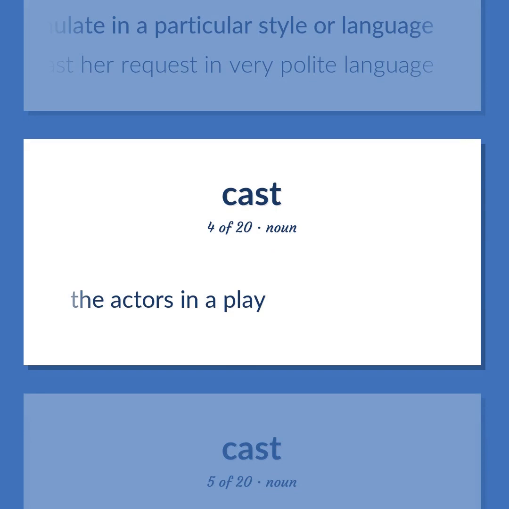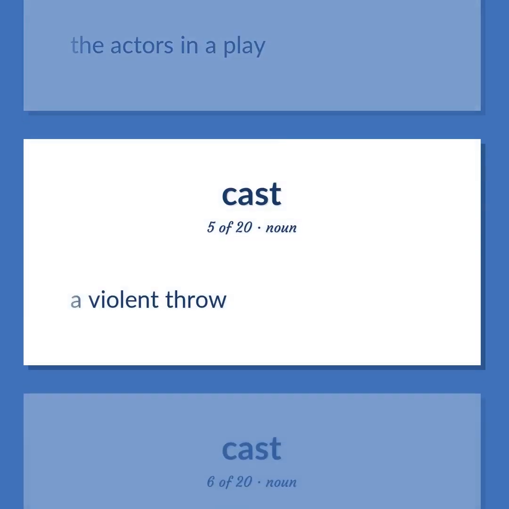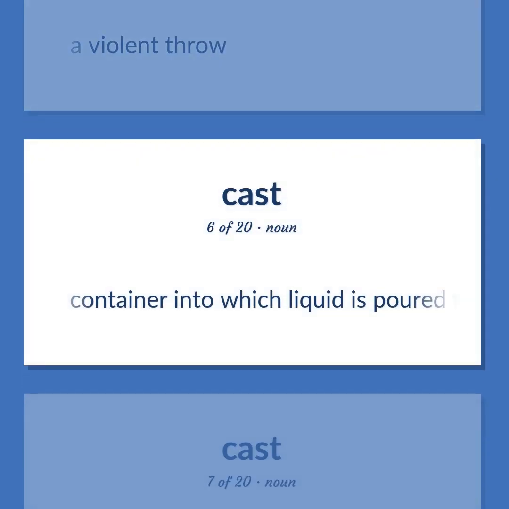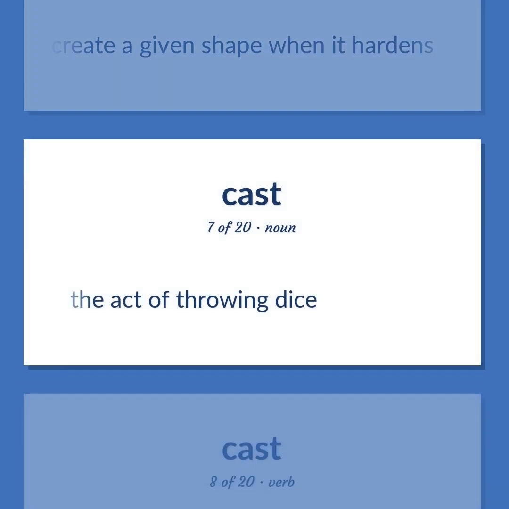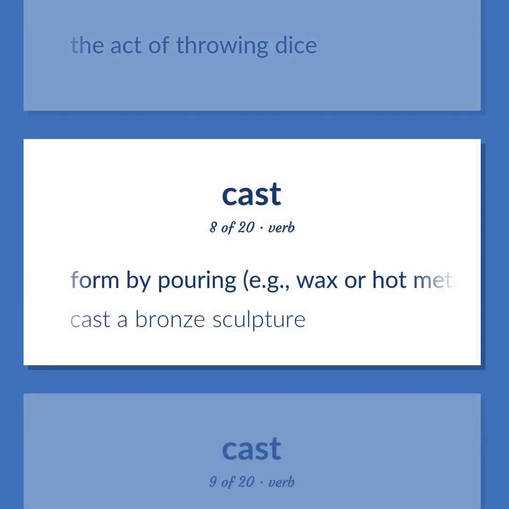The actors in a play. A violent throw. Container into which liquid is poured to create a given shape when it hardens. The act of throwing dice. Form by pouring, e.g., wax or hot metal, into a cast or mold. Cast a bronze sculpture.